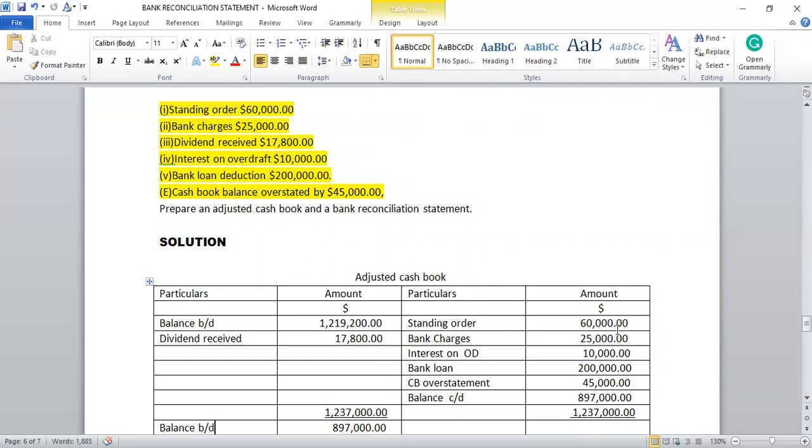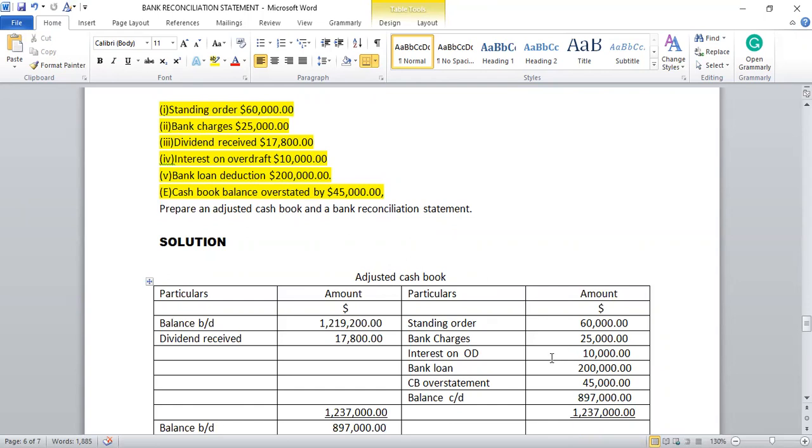Standing order, $60,000. That's it. All the yellows are going to the credit side of the cash. The next one, bank charges, $25,000. You see it. That has been debited in the bank statement, withdrawn from our account, but we don't know anything about it. So we include it. The next item, interest on overdraft, $10,000. So we have this one too.